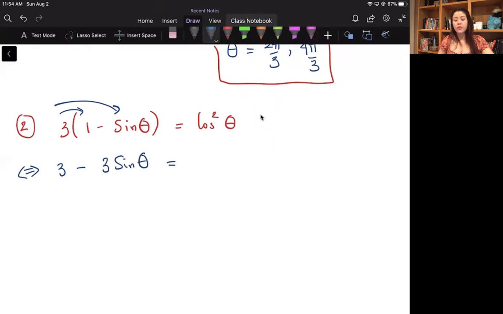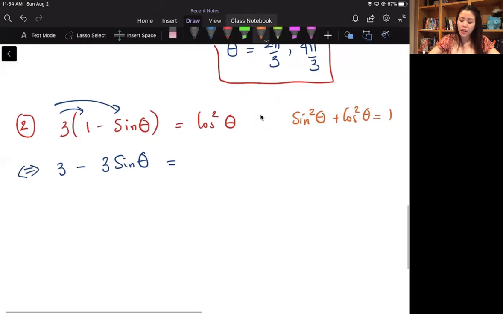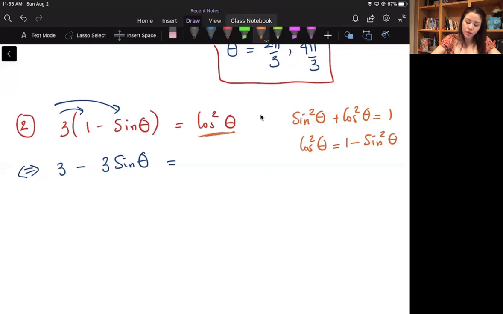On the right-hand side, I would like to convert that cosine squared theta term into sine theta. So I'm going to use the Pythagorean theorem. If you remember, we have sine squared theta plus cosine squared theta equal to 1. And I want to solve for cosine squared theta, which is equal to 1 minus sine squared theta. So this right here will be 1 minus sine squared theta.